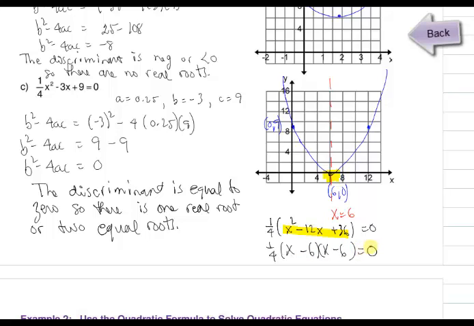And so you can see that you have two equal roots. And if I go to solve for x, by setting both factors equal to 0, I get two equal roots, both of them being at 6. Okay, so that ends our discussion on using the discriminant to determine the nature of the roots.